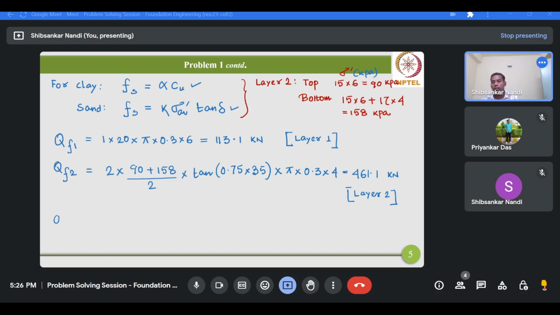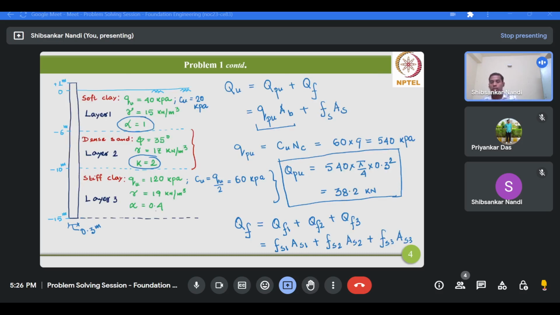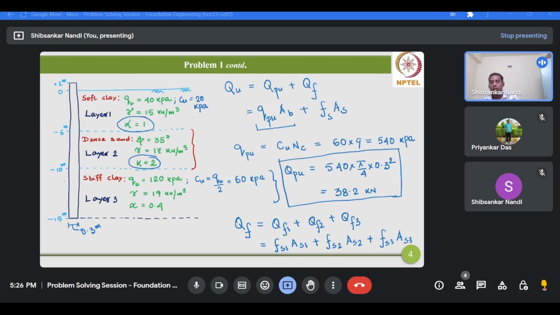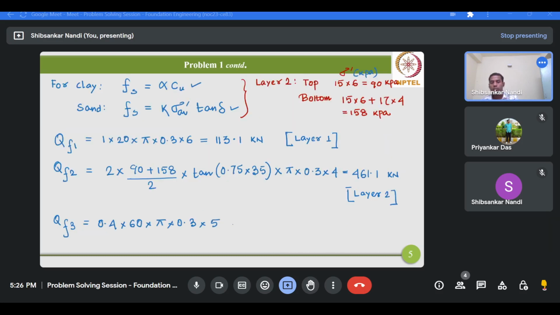And finally for layer 3, it will again be alpha times Cu, because this is stiff clay. The alpha value is 0.4, and the value for Cu is 60 kPa. So 0.4 times 60 multiplied by pi into 0.3. Now what is the length in layer 3? It's 15 minus 10, that is 5 meter. So 0.4 times 60 into pi into 0.3 into 5, that is 113.1.